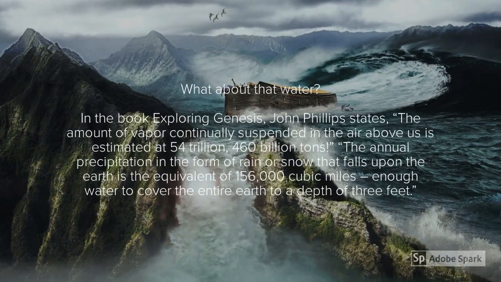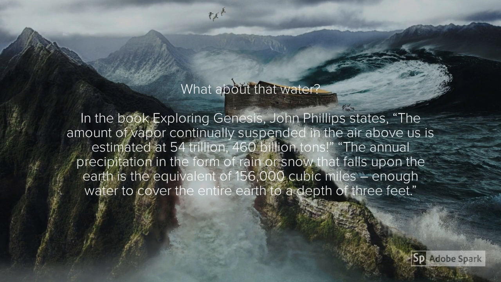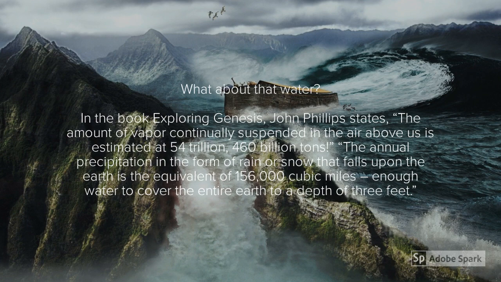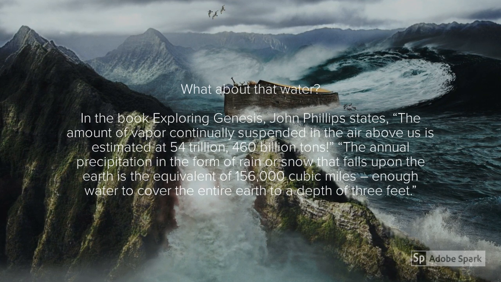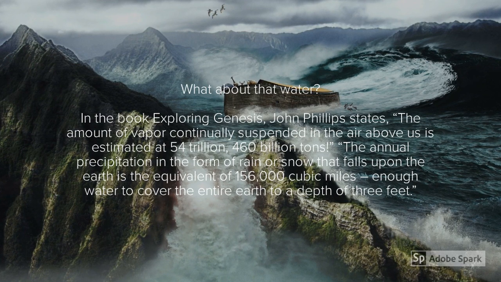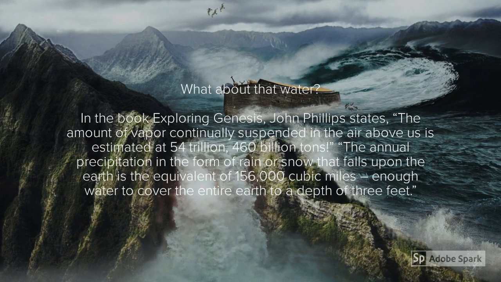In the book Exploring Genesis, John Phillips states, the amount of vapor continually suspended in the air above us is estimated at 54 trillion, 460 billion tons. The annual precipitation in the form of rain or snow that falls upon the earth is equivalent to 156,000 cubic miles, enough water to cover the entire earth to a depth of 3 feet.